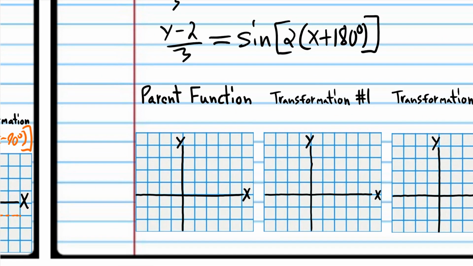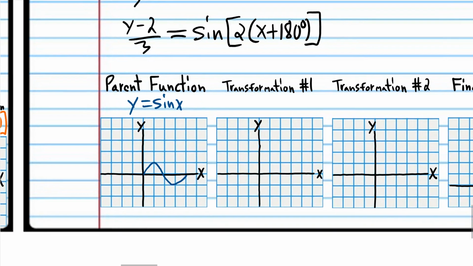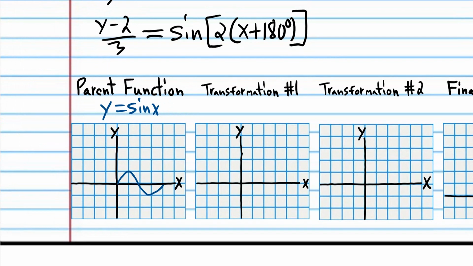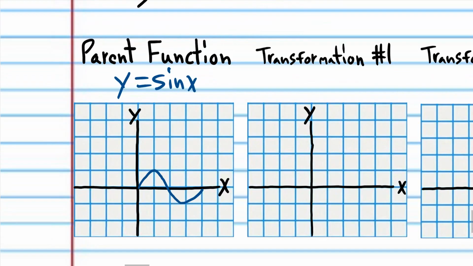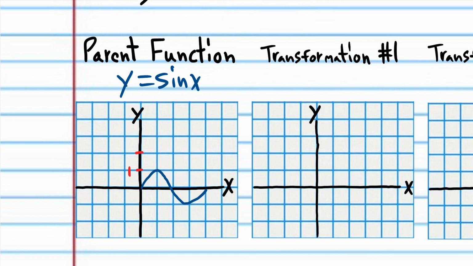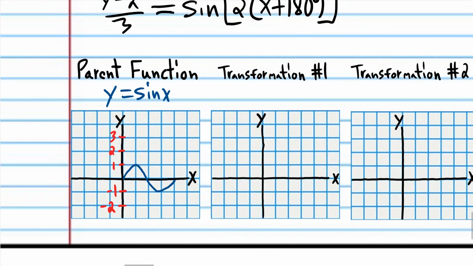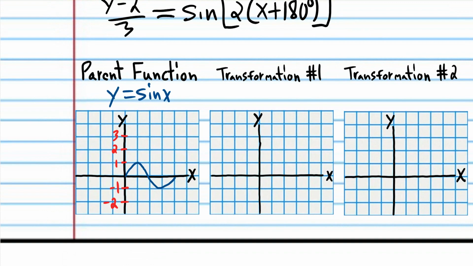So now let's write the parent sine function. So that is the parent sine function. And again, every box to the right is 90 degrees. That's 90, 180, 270, and 360. But for the vertical, we always have 1, 2, 3, and so on and so forth. So the scales are different depending on if it's horizontal or vertical.